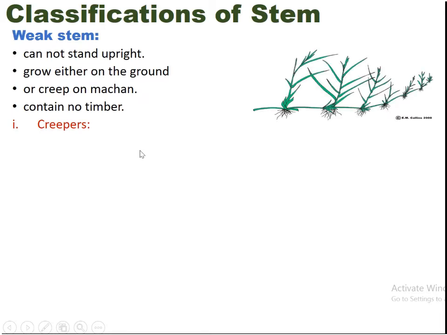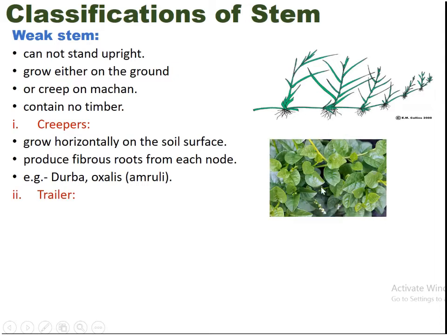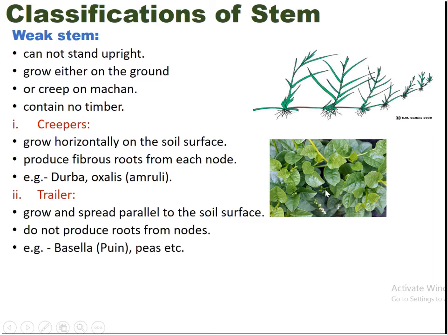This type of stem grows horizontally on the soil surface and produces fibrous roots from each of its nodes, such as durba grass, and oxalis, which in Bengali is called amruli. They have this creeper stem. Now, another one is the trailer, and this is the figure of a trailer stem. This is puishak, that means Basella. They grow and spread parallel to the soil surface, and they do not produce any kind of roots from their nodes.